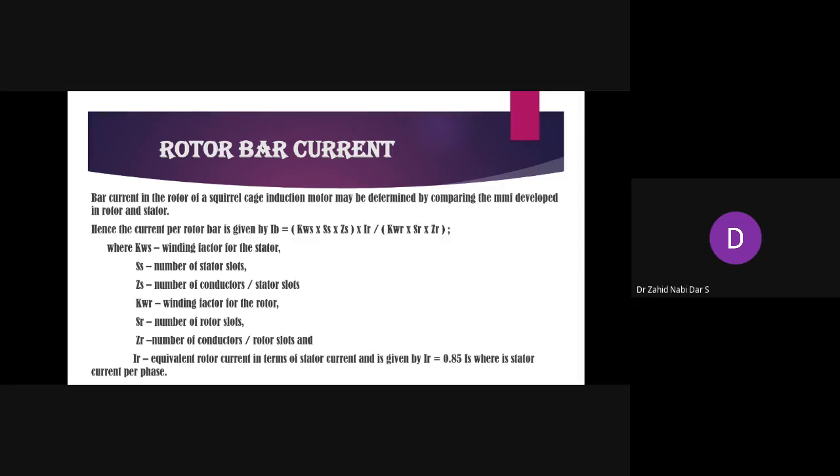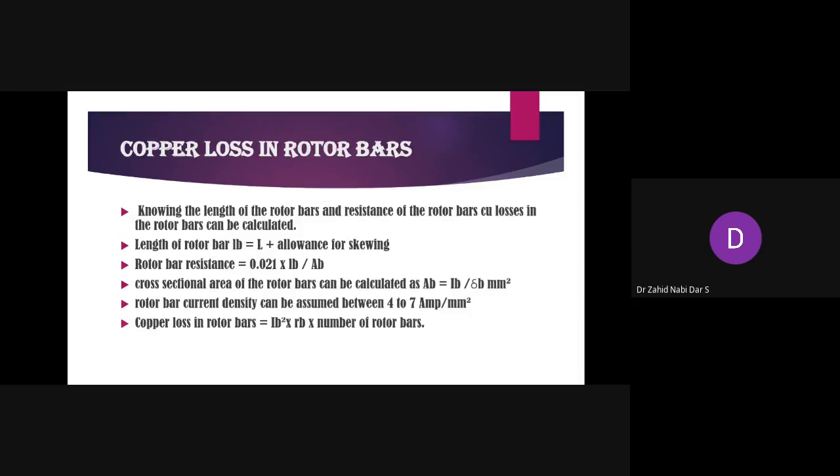Where KWS is winding factor of stator, SS is number of stator slots, ZS is number of conductors per stator slot, KWR is winding factor of rotor, SR is number of rotor slots, ZR is number of conductors per rotor slot, and IR is equivalent rotor current, which is given as IR equal to 0.85 IS, where IS is stator current per phase. The length of rotor bar LB is L plus allowance for skewing.